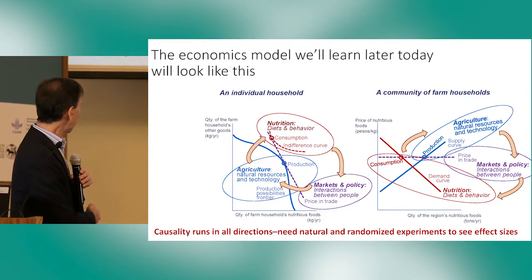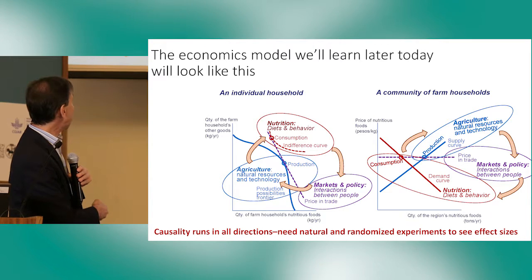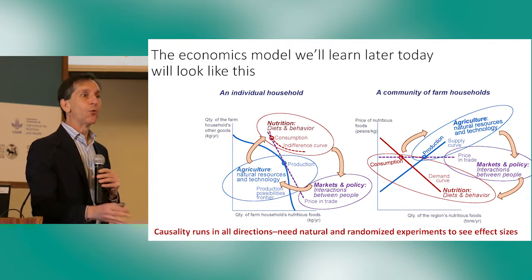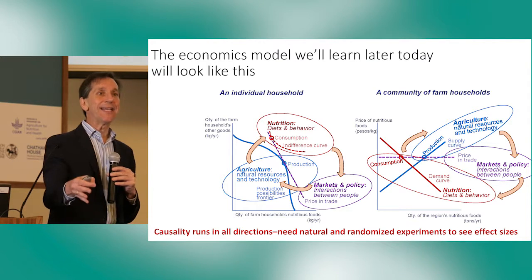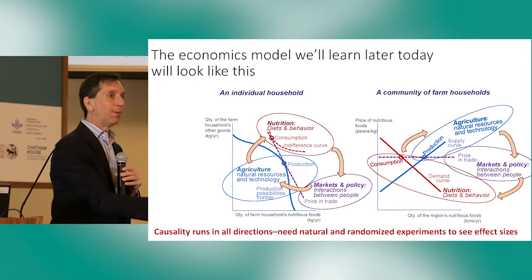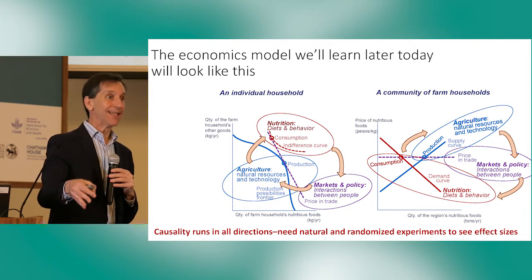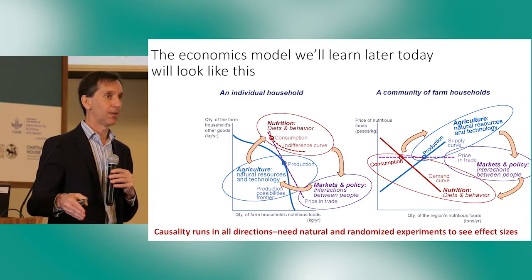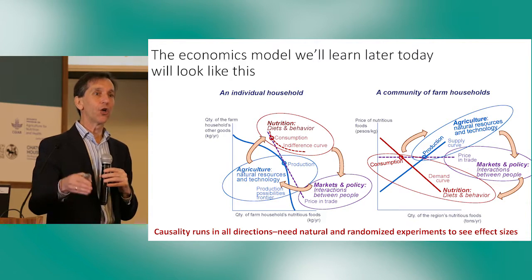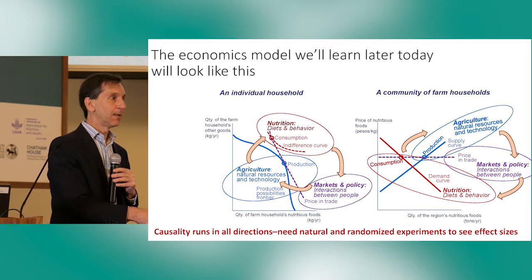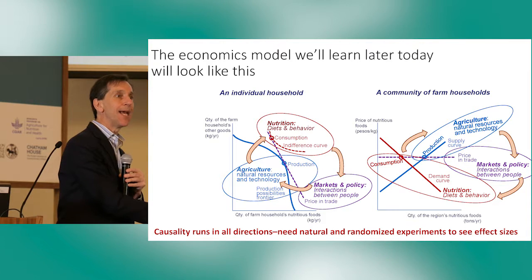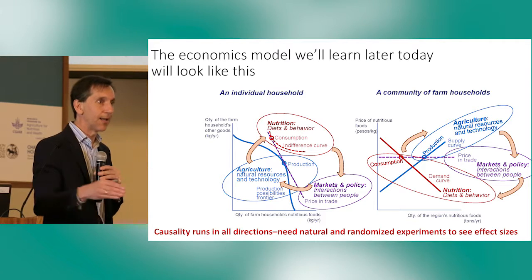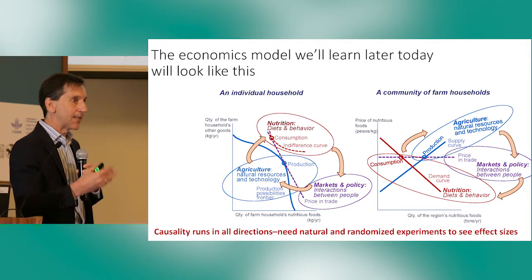Now, what you notice from these diagrams is that causality runs in all directions. People don't plant first and then eat. People plant because they ate. And they plant because they anticipate eating in the future. And so the future causes the present, and the present causes the past, just as much as the past causes the present. So time is not an identifying thing here in the sense of causality.